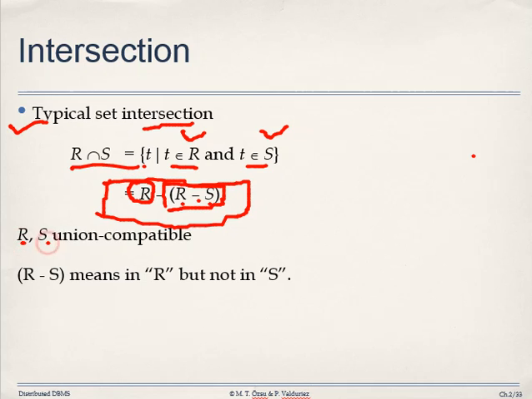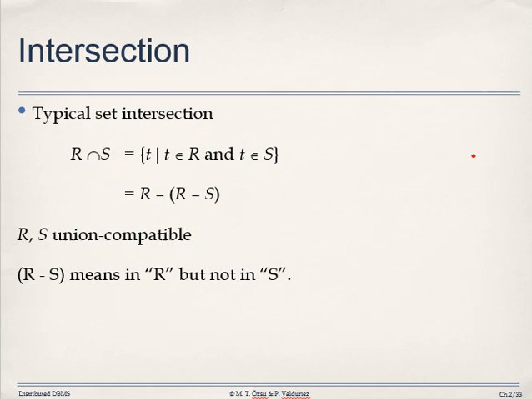R and S should be union compatible, in the sense that the number of attributes should be the same and the data type of the respective attributes should also be the same. Otherwise we cannot perform an intersection operation, because both relations should be in union compatible form. So R minus S means what? Records in relation R but not in S. So a record should be in R but it should not be in S.